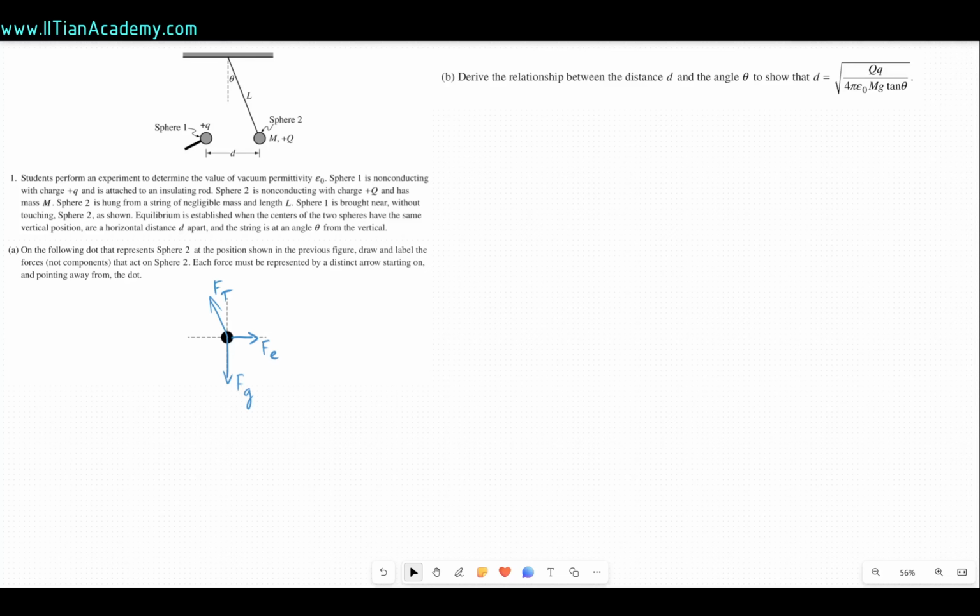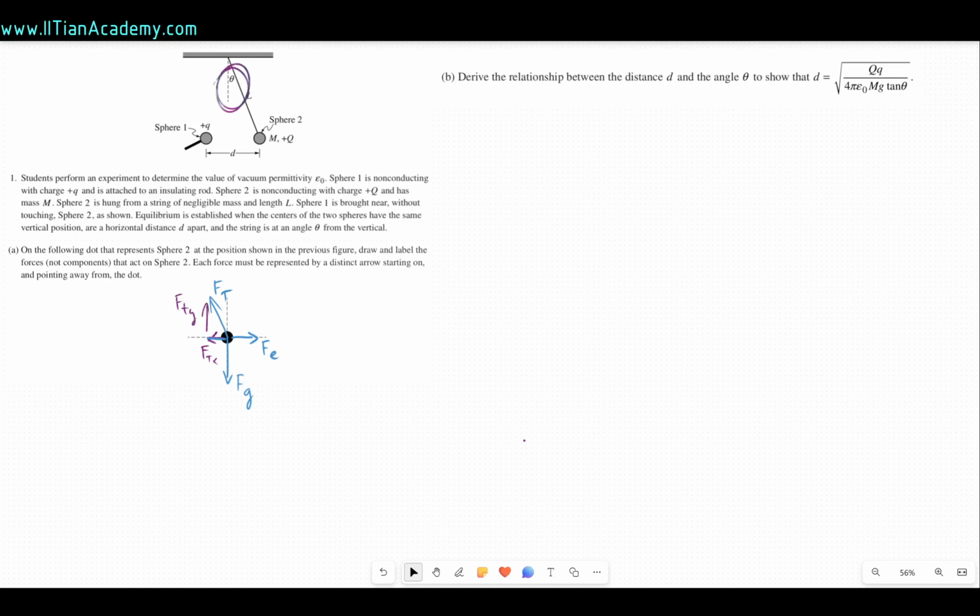In part B, we're asked to derive the relationship between the distance d and the angle theta to show this relationship holds. To do this, we will have to consider the forces that we have drawn in the previous part. The tension force is made up of two components: this horizontal component, let's say Ftx, and this vertical component, let's say Fty.